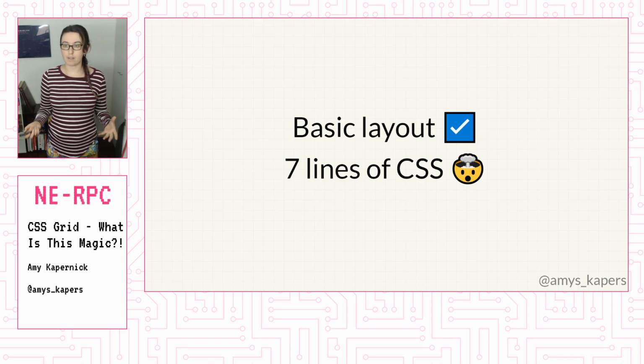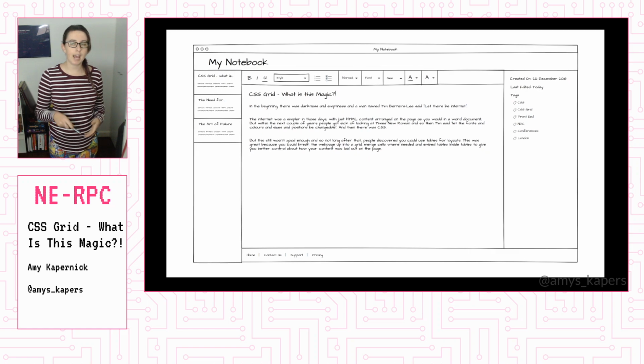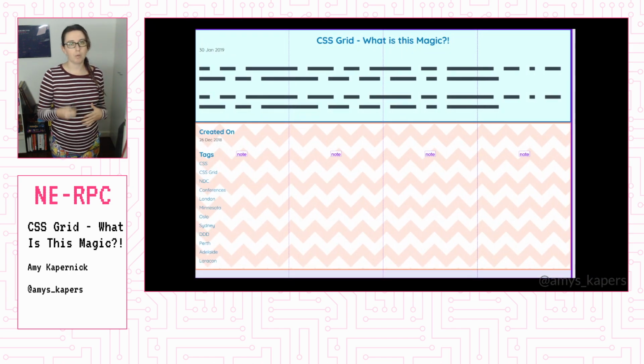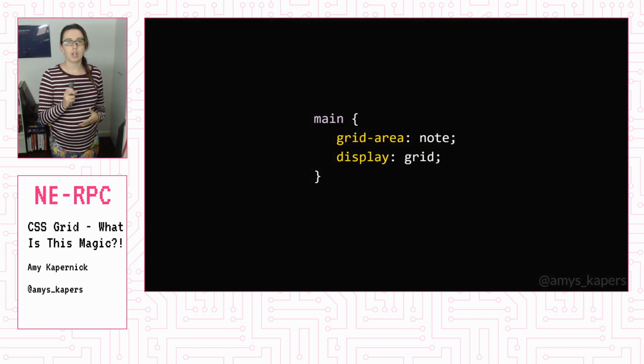That's pretty impressive. But if we have a look at our wireframe again, our content actually has most of the note in the middle, and then we have an aside sitting on the side with a bit of information about that note, which isn't what we currently have. So currently it's got the note and then the aside is sitting underneath it.